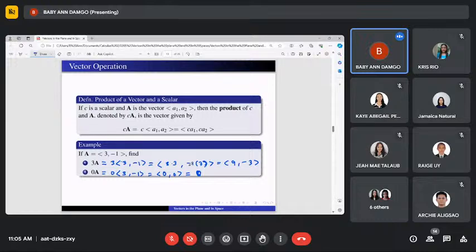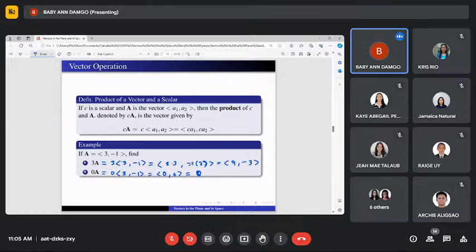Okay? So, C and D are any scalars, so C and D here are elements of the real numbers. Then the vector addition and scalar multiplication satisfy the following properties. Whatever you know about the properties of real numbers also applies to vectors, so you can add. So we have the commutative law: A plus B is B plus A. And then the associative law: A plus (B plus C) is equal to (A plus B) plus C.